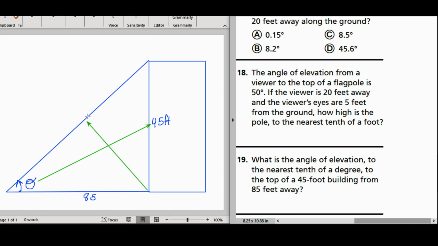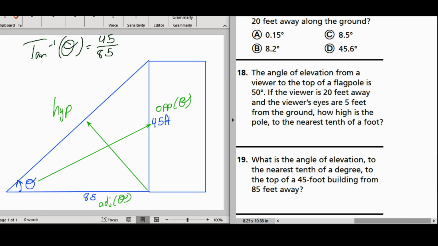This building will meet the ground at 90 degrees. So this is our hypotenuse. This is our opposite of theta. And this is our adjacent to theta. So it looks like, again, we're going to be using tangent to solve for this. Now, not just any tangent, but the arc or inverse tangent, since I'm looking for an angle of elevation. Opposite, I have 45. Adjacent, I have 85. And I can just plug this into the calculator now and get my answer.